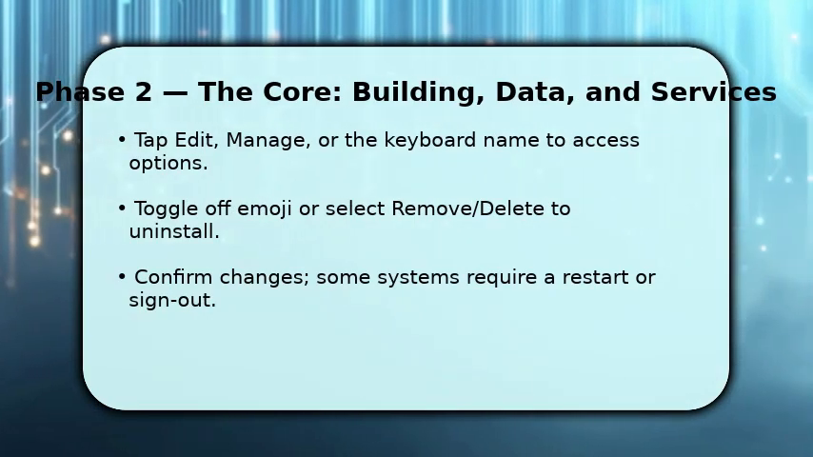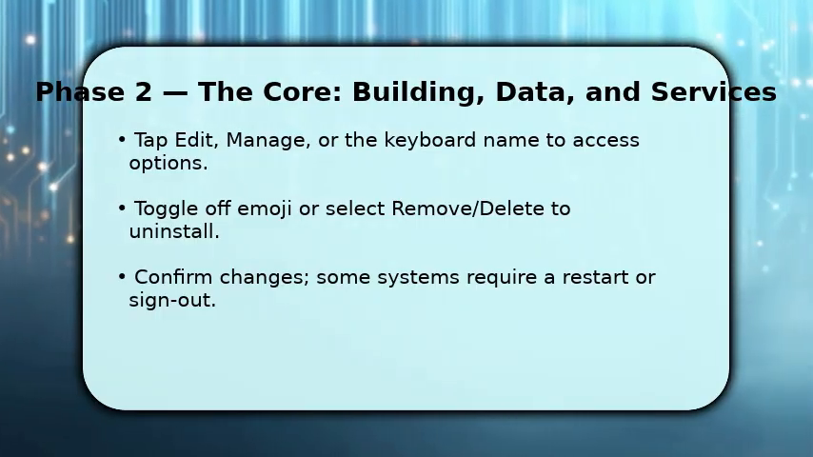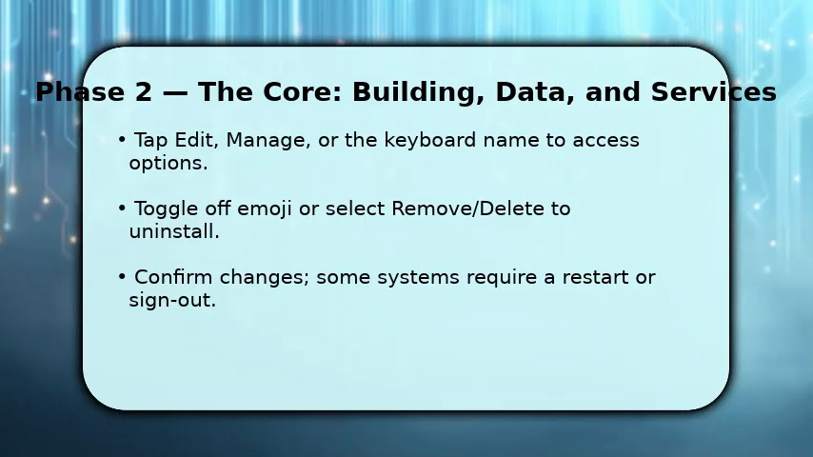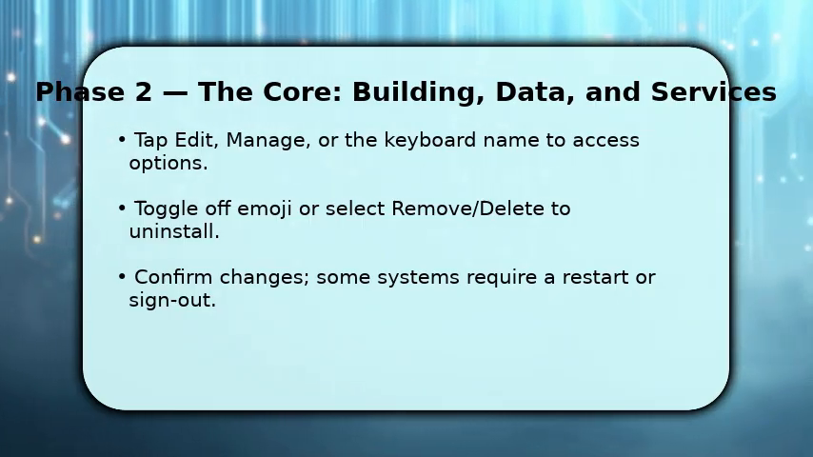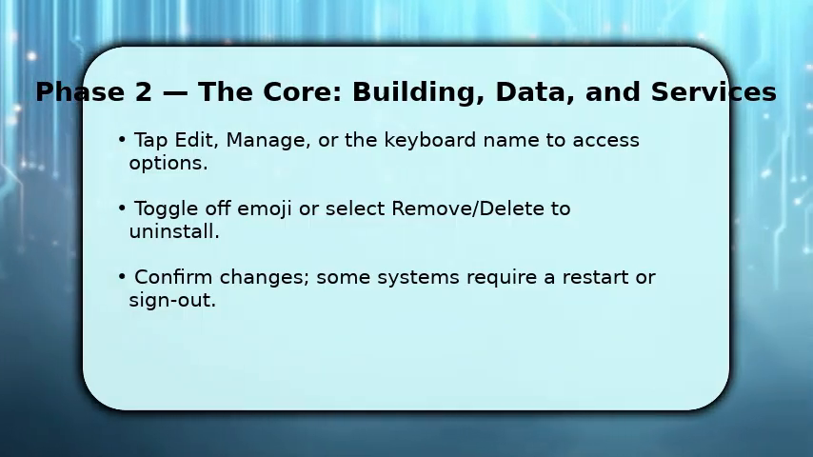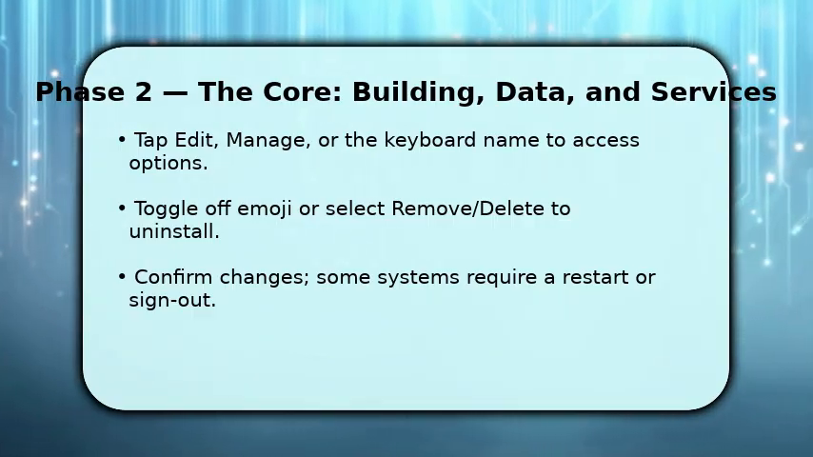Tap Edit or Manage, or open the keyboard name to reveal toggles and delete buttons, then turn off the emoji toggle or choose Remove/Delete. On some platforms, you must drag the keyboard off the active list or long press and select Uninstall. Once done, exit Settings and test by opening any text field and checking the globe or smiley.